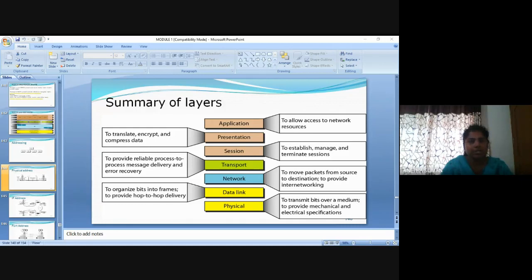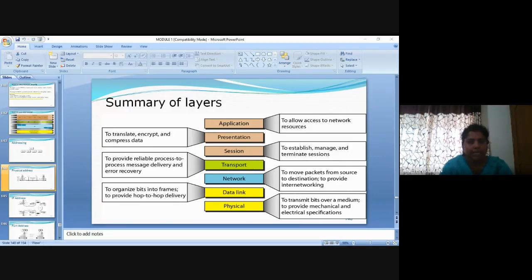Then comes the transport layer. Now, transport layer, its main function is the process-to-process delivery of the entire message, right? Now, the important functions of this transport layer include segmentation, flow control, and error control. Then comes the network layer. Network layer is responsible for the source-to-destination delivery of the entire message. And there you have logical addressing and routing, and also path determination.